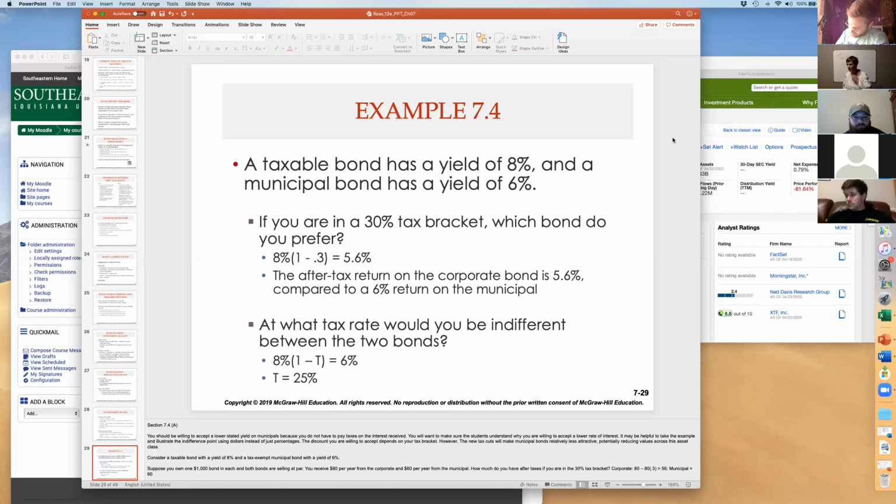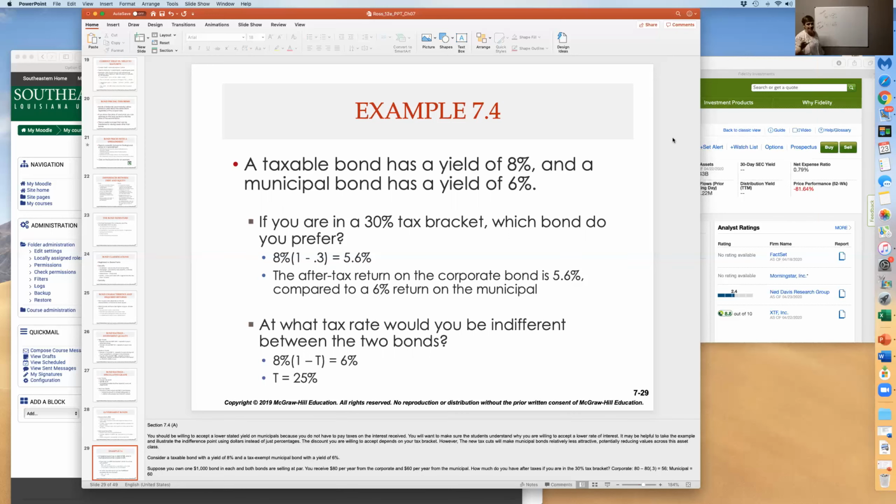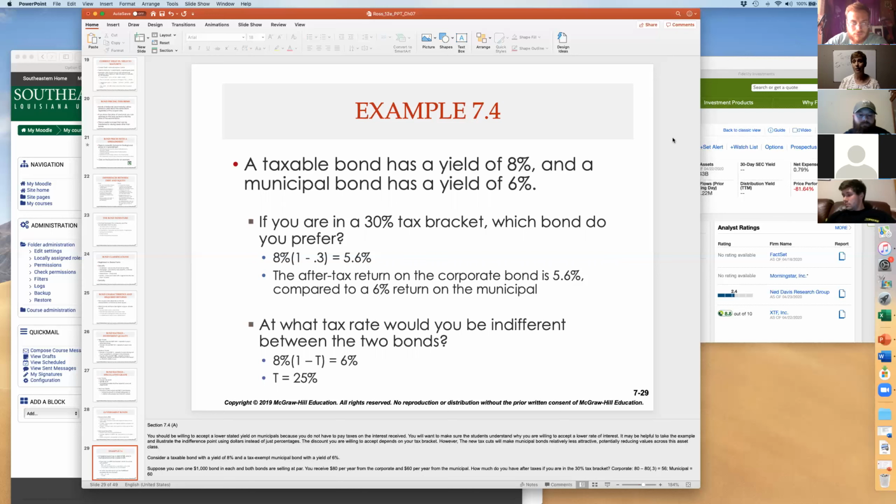Before tax rate of return on your municipal bond is 6%. Very different. That's a 2% difference, right? But this municipal, this muni, is not taxed. And it's not taxed for certain at the federal level. And it depends on what state you live in for the state level, right? But your decision on which one of these bonds to actually purchase is contingent on your marginal tax bracket, right?